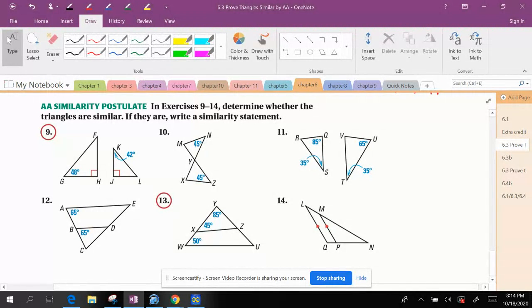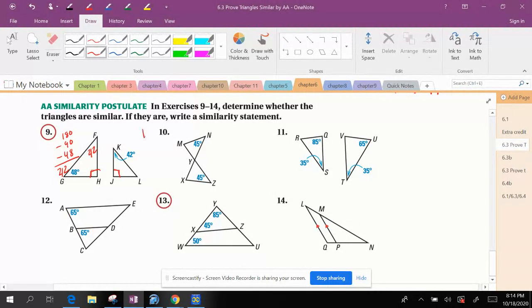So I already know H and J are similar because they're both 90 degrees. I need to find these missing angles, and I have to see if they have another matching pair. So I'm going to subtract 180 minus 90 minus, let's look at the left triangle, 48. When I do that, I'm left with 42, which I get in that missing box.